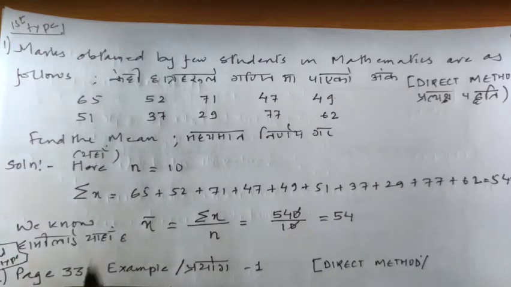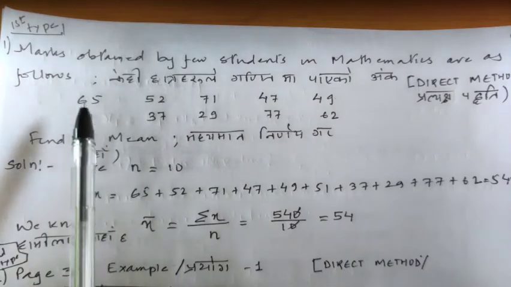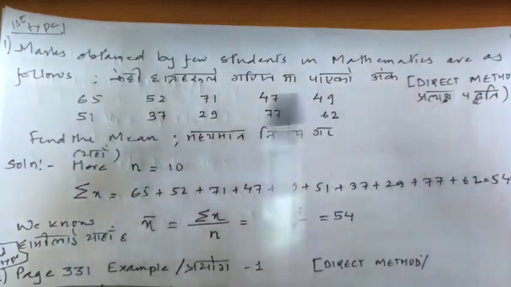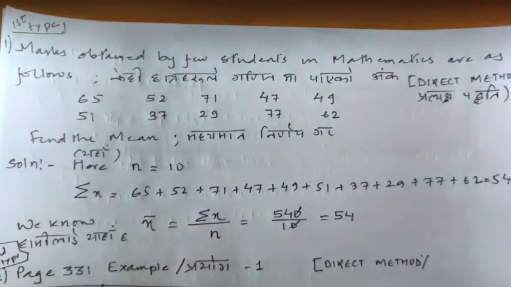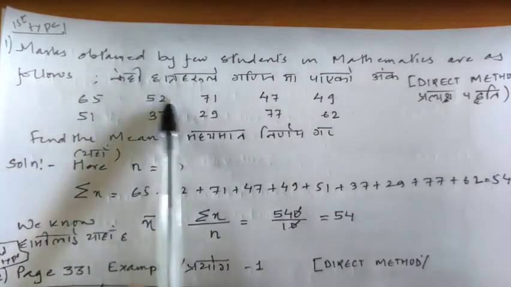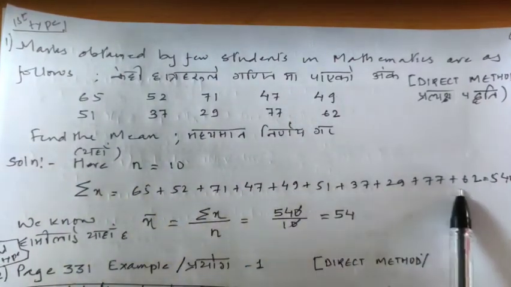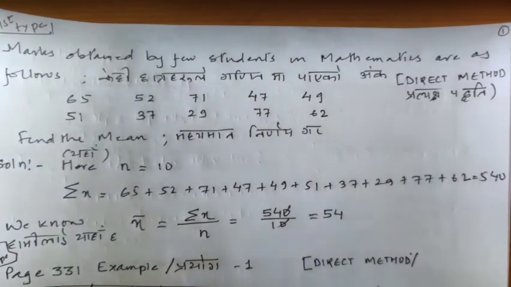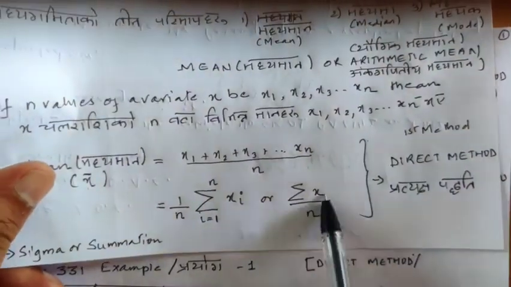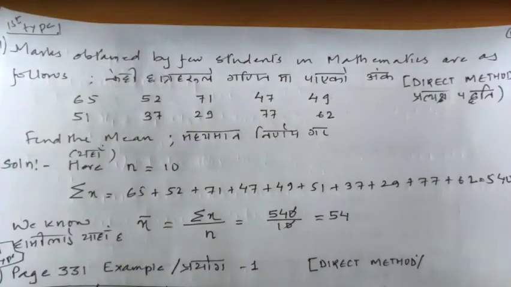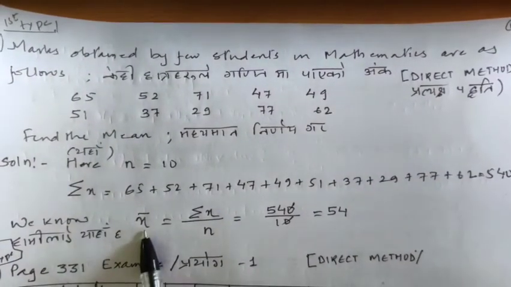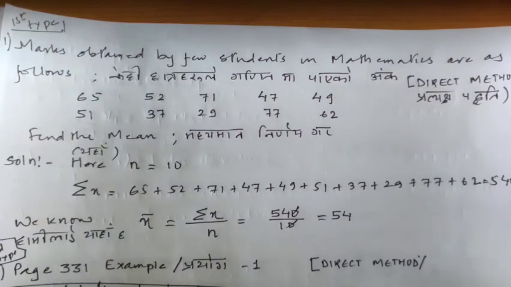Okay, so let's begin. Solution. Here n is the number of observations. Count how many observations are given to us: 1, 2, 3, 4, 5, 6, 7, 8, 9, 10. So here n is 10. Summation x means you need to add all these values. So let's add all these values. If I add all these values, I'll get 540. And I know the formula to find mean: summation x by n. Therefore my mean, x bar, is a short form of mean. We can write mean here.